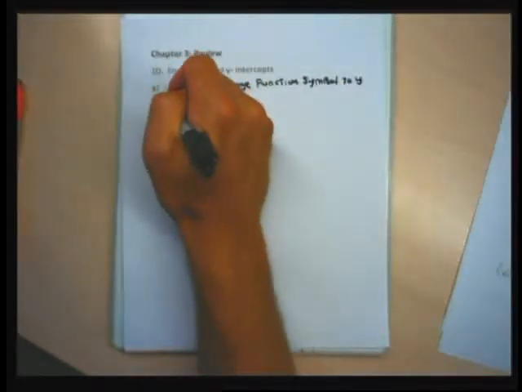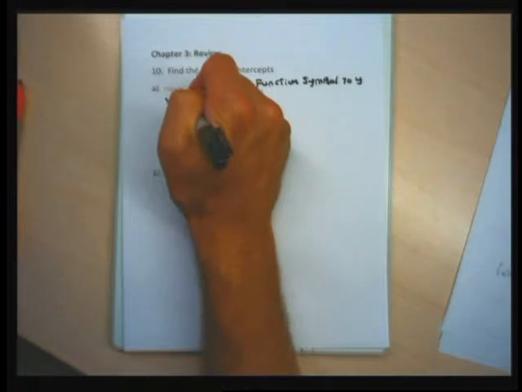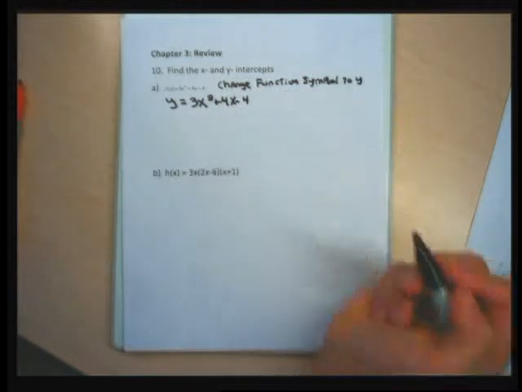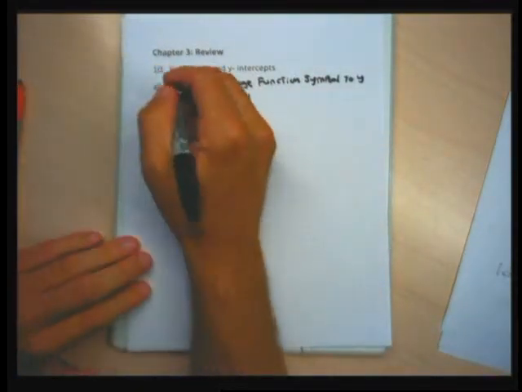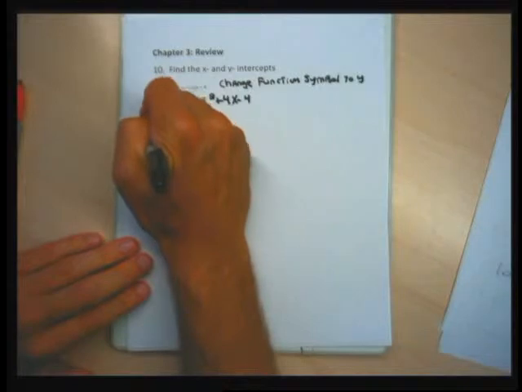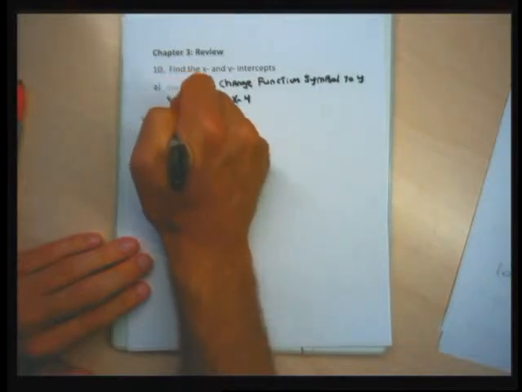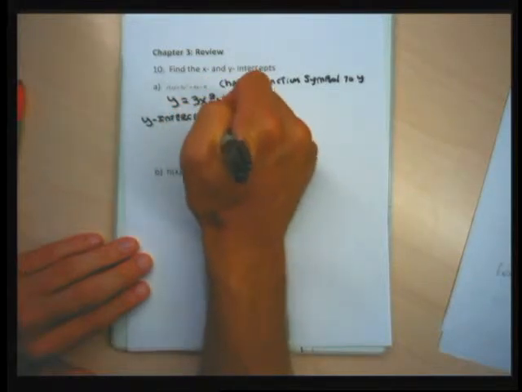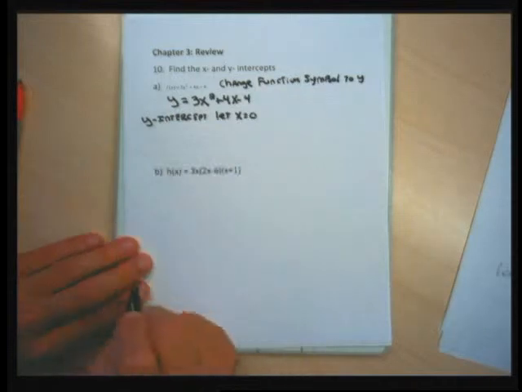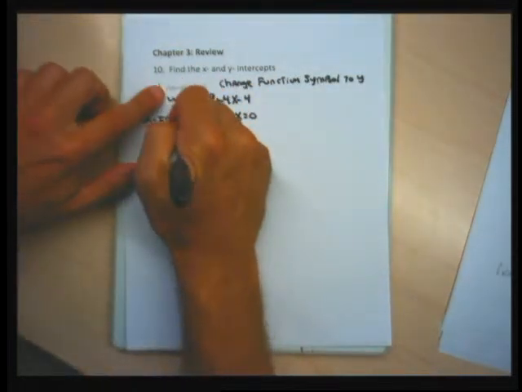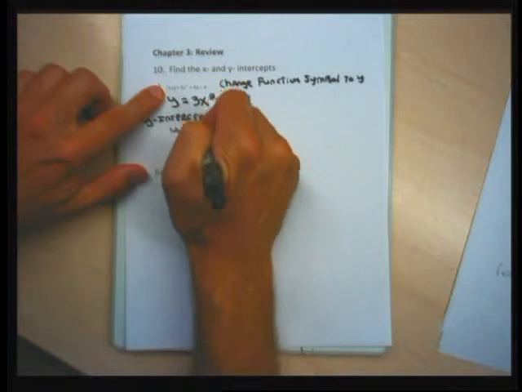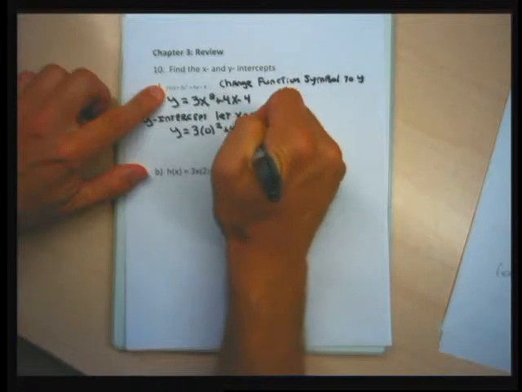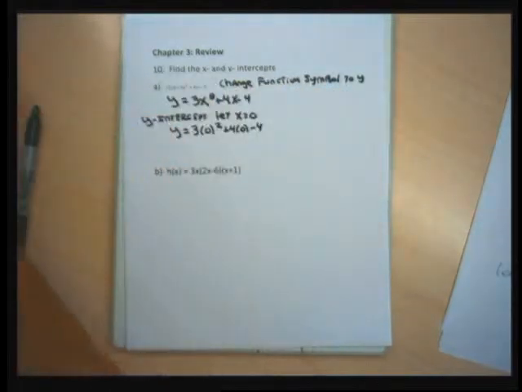So for problem 10a, I'm going to change this to y equals 3x squared plus 4x minus 4, and then I'm going to find the intercept. The y-intercept is way easier. For the y-intercept part, because I'm supposed to find the x and the y-intercept, you let x be 0. And to do this in the y equation, I'm going to go y equals 3 times 0 squared plus 4 times 0 minus 4. All the 0 pieces 0 out and you get minus 4.